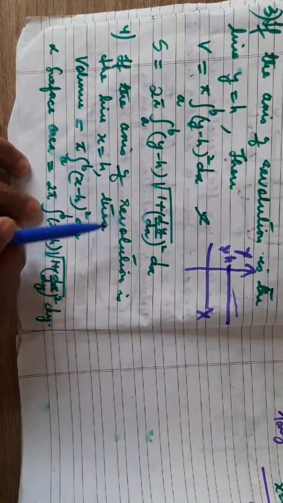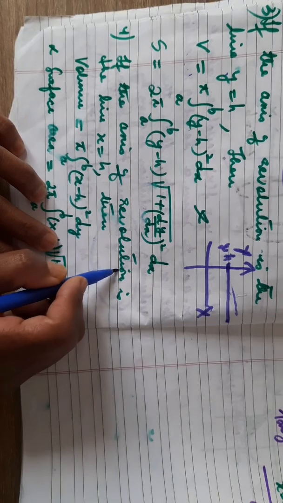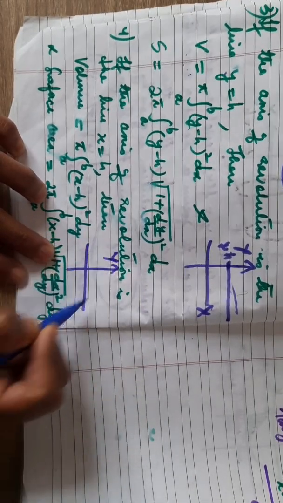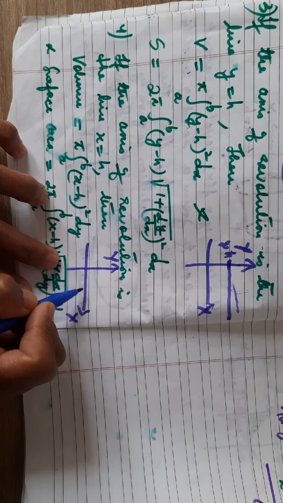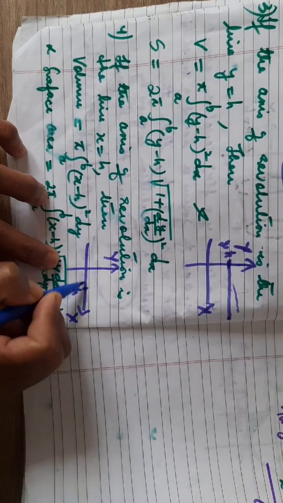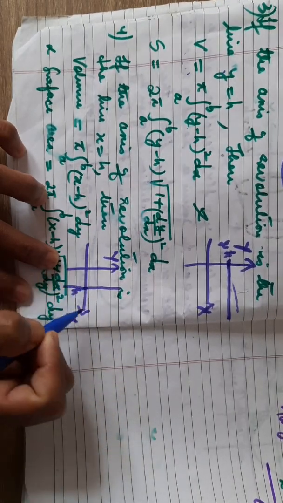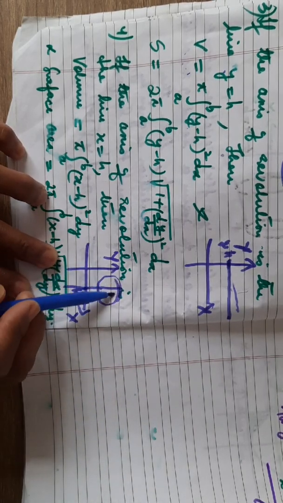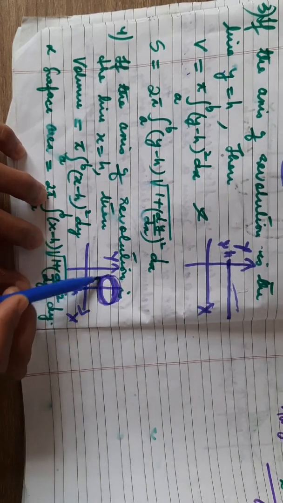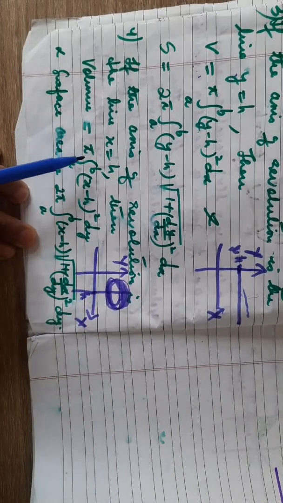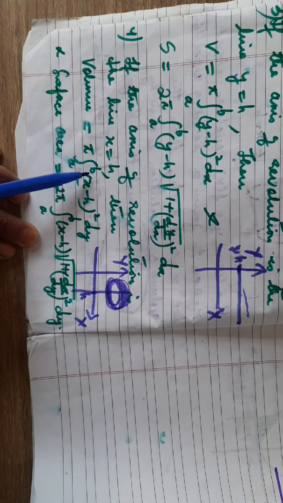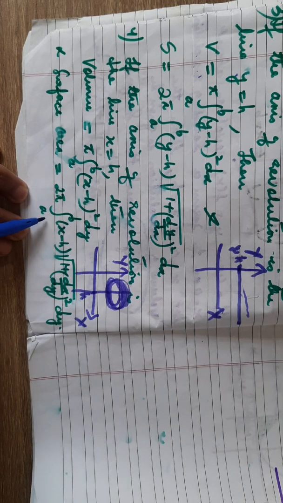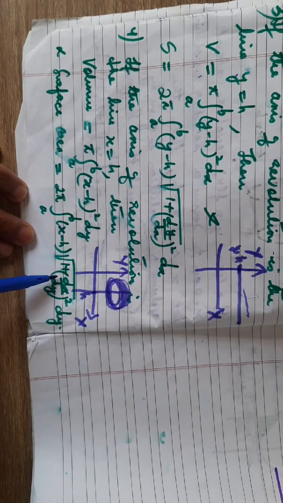And the last one is if the axis of revolution is the line x is equal to h. Now this is the y-axis, this is the x-axis. x is equal to h, suppose h is here on the x-axis. So draw a line which passes through x is equal to h. It is a line parallel to the y-axis. So in this case, if the axis of revolution is this one, that means the curve revolves about this line, then the volume V is given by the formula pi integral a to b (x minus h) the whole square dy, and the surface area is given by twice pi integral a to b (x minus h) into square root of 1 plus (dx/dy) the whole square dy.